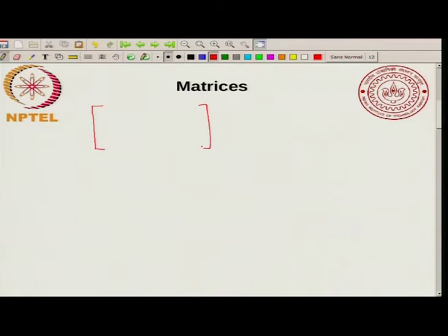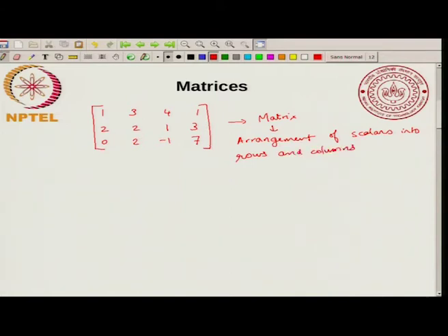So, for example, you could have a matrix like 1 3 4 1 2 2 1 3 0 2 minus 1 7. This is an arrangement of scalars and this is referred to as a matrix. So, we can say that a matrix is an arrangement of scalars into rows and columns. A matrix has to be in general a rectangular object.